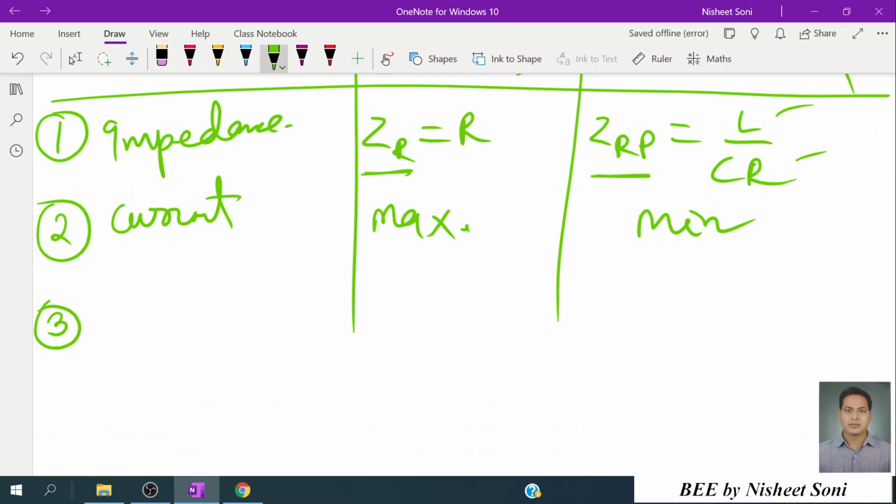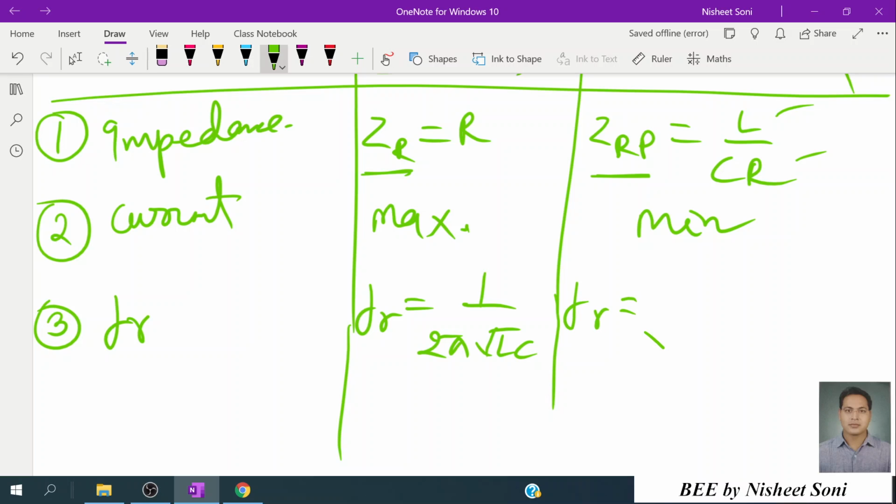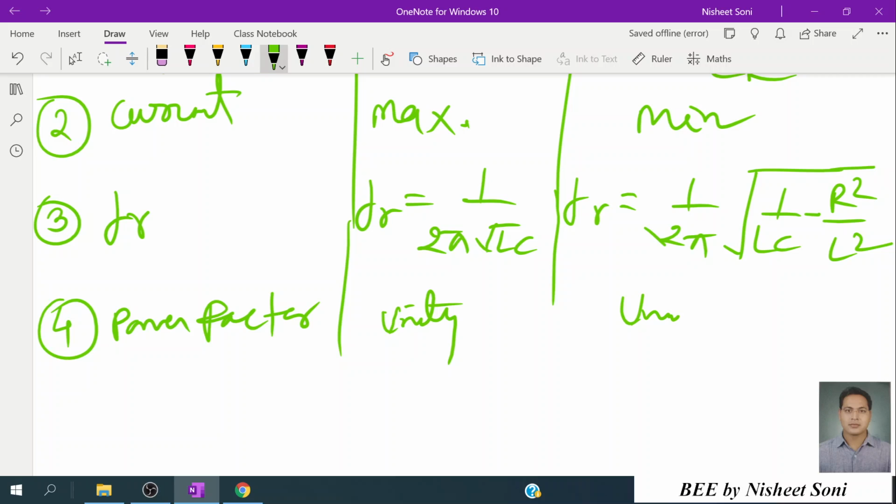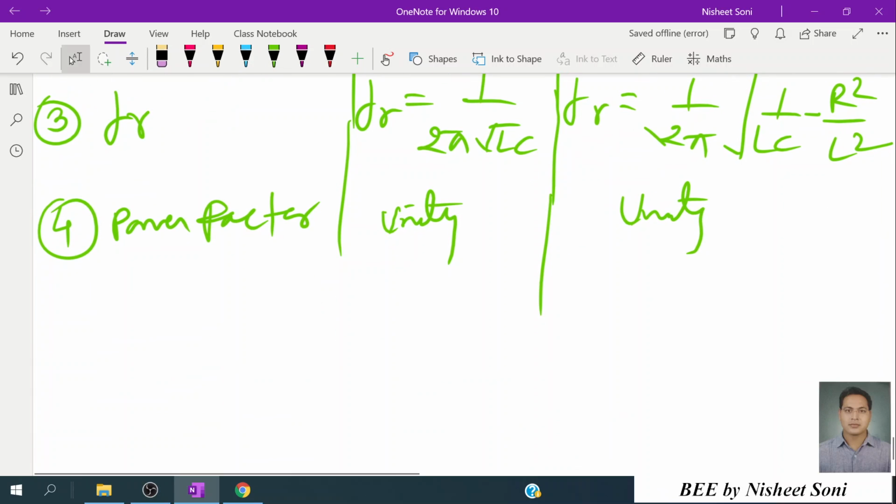Now third is the resonating frequency, fr. In series it is 1 upon 2 pi root LC, but if you write the parallel resonating frequency, you have to write the overall condition, which is 1 upon 2 pi under root of 1 upon LC minus R square by L square. That's the generalized expression. One more thing to know is the power factor. Since the voltage phasor is in phase with the current phasor, the power factor will be unity in both cases.